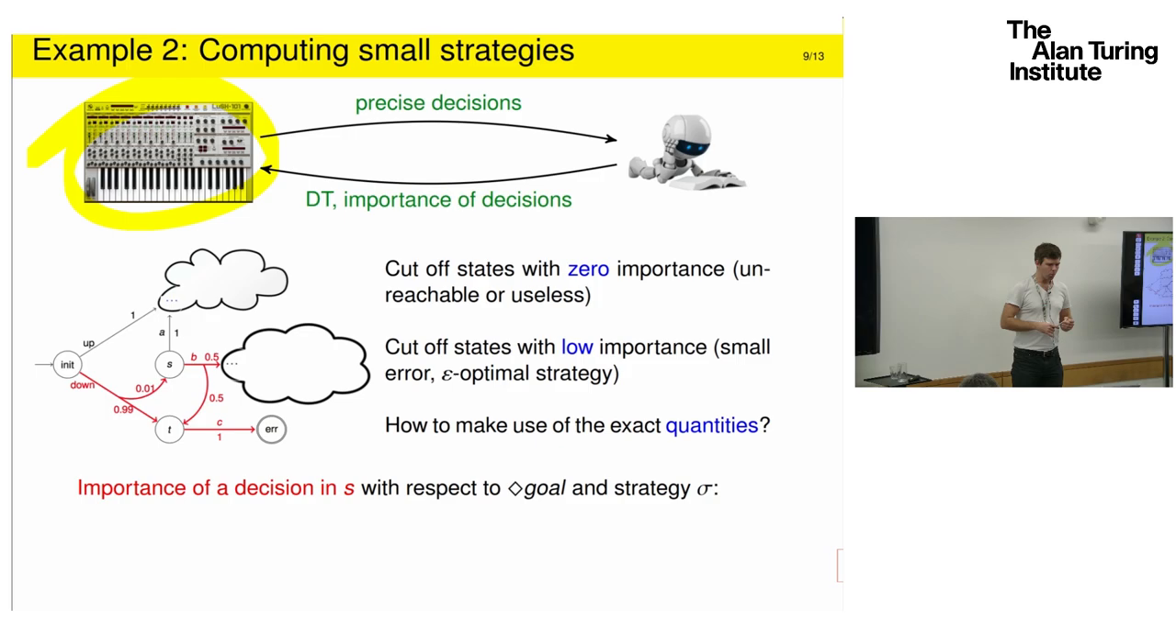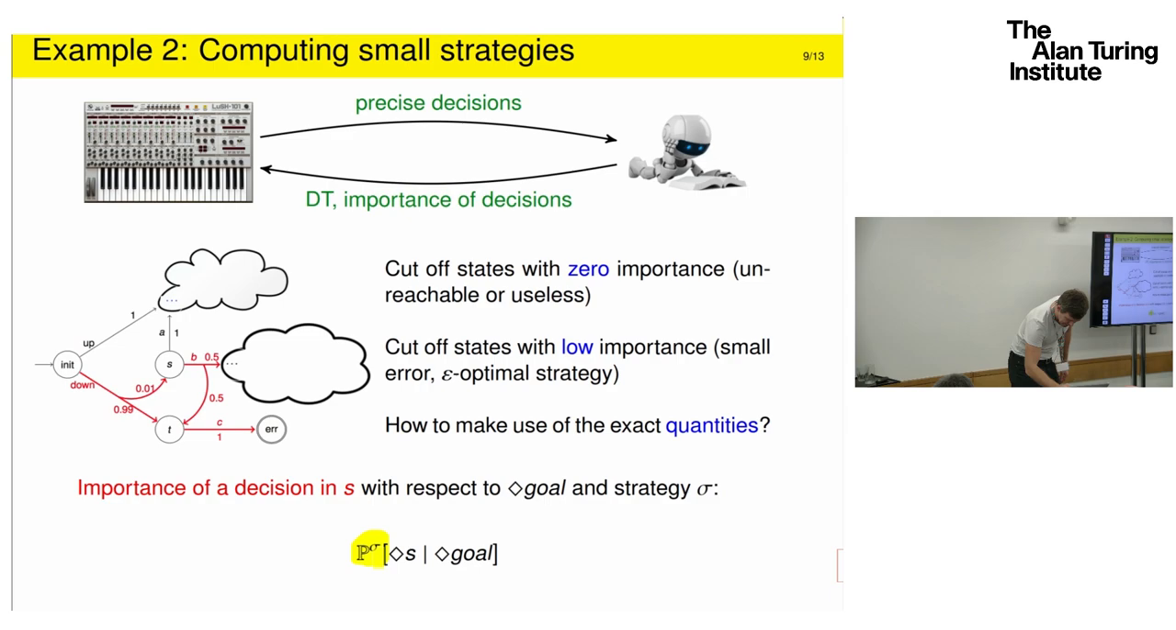One could say that, and let me now jump down here. Let me define what I think is a reasonable definition for an importance of a certain decision with respect to reaching the goal under a certain strategy. I think a good idea might be to actually look at the probability that you reach this state. So if you don't reach this state at all or with very low probability, then it's probably not too important what you do there. Okay, agree?